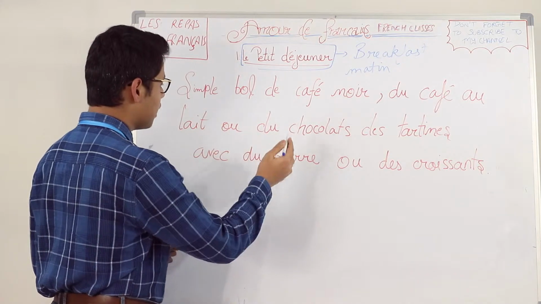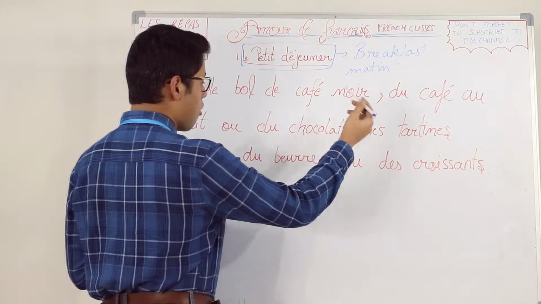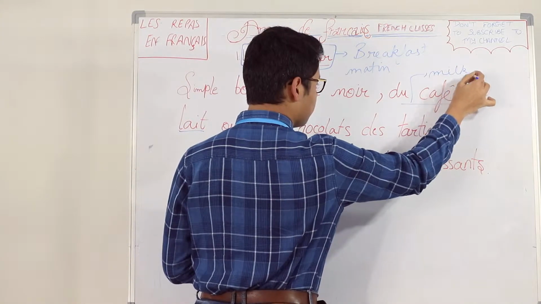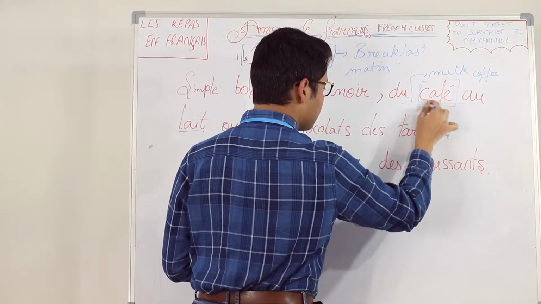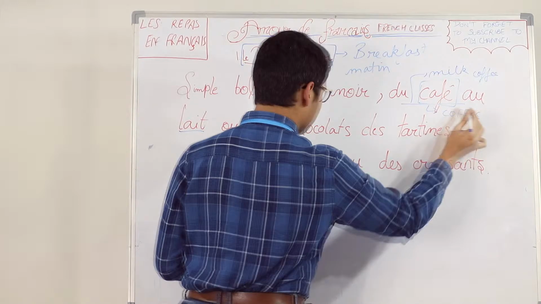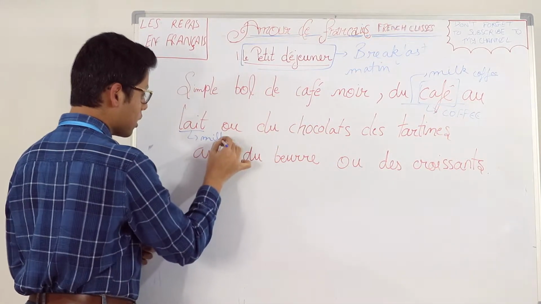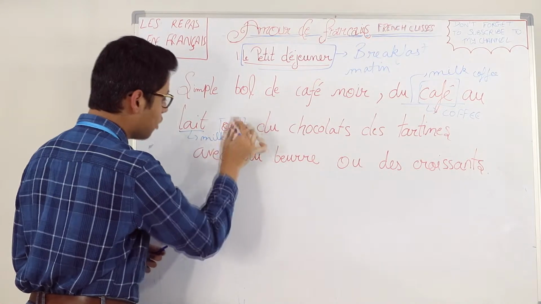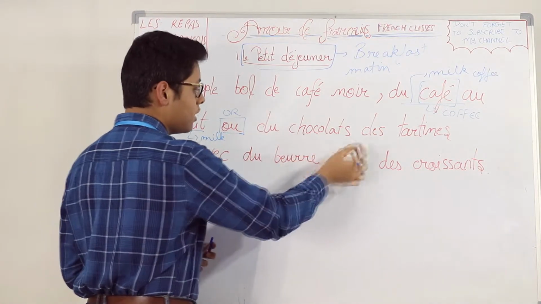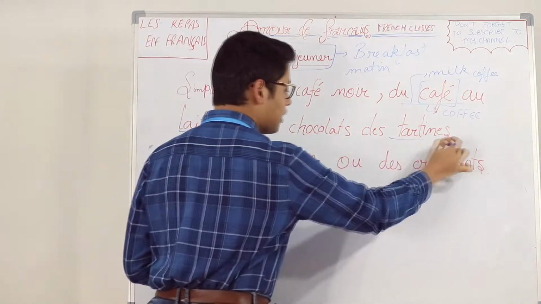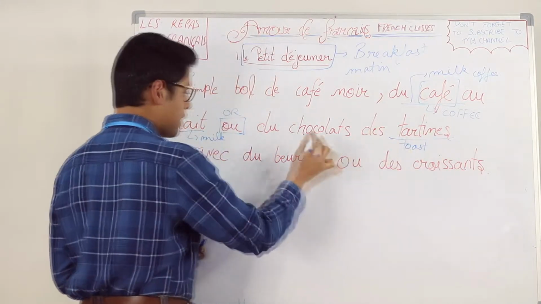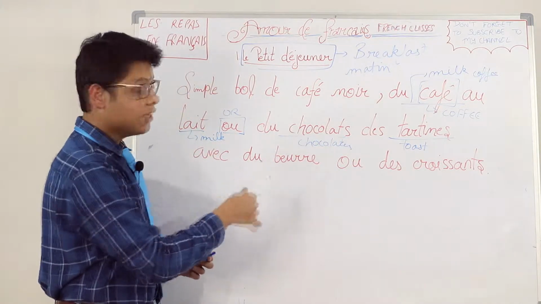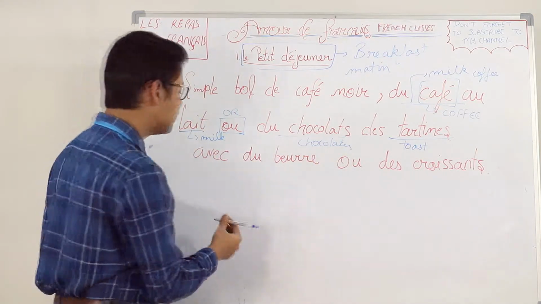Simple bol de café noir, a simple cup of black coffee, or du café au lait. Café au lait means milk coffee. The word café means coffee and lait means milk. So, du café au lait, milk coffee. Ou, O-U, means or. Du chocolat, de la tartine. Tartine, singular, means toast. And chocolat means chocolate.